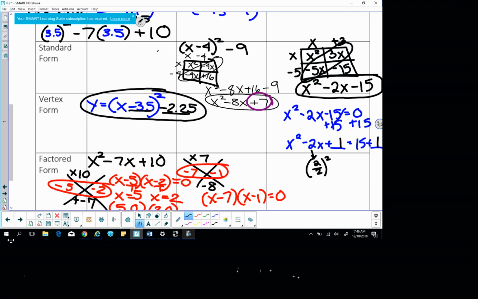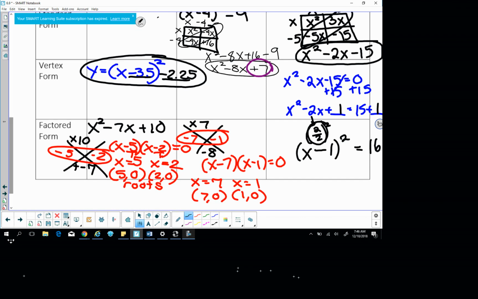You take half of this number and square it. Every time. And then I would factor this, and you end up, remember, it's just x minus whatever's in here. So 2 divided by 2 is 1. Equals 16 when I add this. How do I get 16 to the other side? Subtract it. Good. So this will be a question on your test too. And that's vertex form. So what's your axis of symmetry? When x equals 1, because it's the opposite, and your vertex is 1, negative 16.